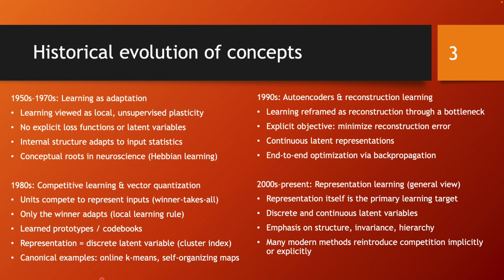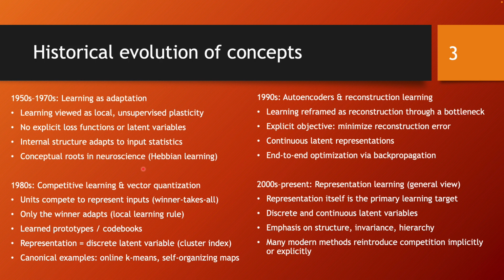I want to start this discussion with a timeline of the historical evolution of concepts. And I'm starting this with the period from the 1950s to 1970s, where learning was viewed as adaptation. And the conceptual roots were in neuroscience, and the idea of learning was based on the idea of connections between neurons, and learning was viewed as local unsupervised plasticity. And plasticity was really about changes in the synapses.